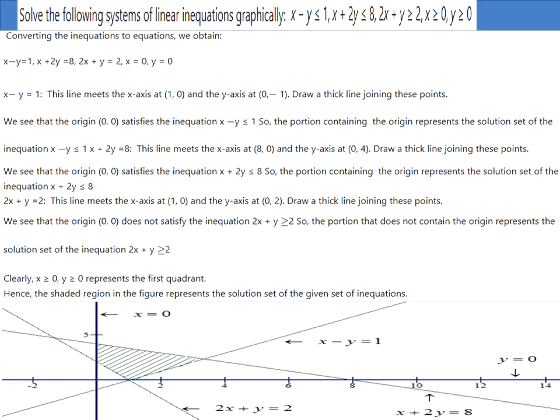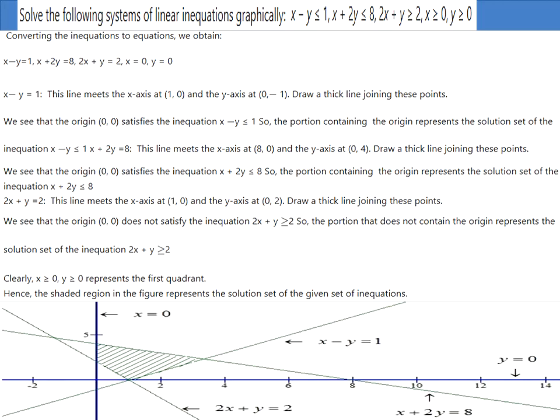That means we need to bound it in the positive side of x and the positive side of y. We cannot move up to the second quadrant. We need to restrict ourselves in the first quadrant. So if I put 0 0, that is the value of the origin, in the first condition, x minus y less or equal to 1, that 0 is less or equal to 1. So we need to consider the lower half part where the origin needs to be included. Now if I put the 0 0 in x plus 2y less or equal to 8, we get a condition 0 is less or equal to 8. Here you also need to consider the origin.